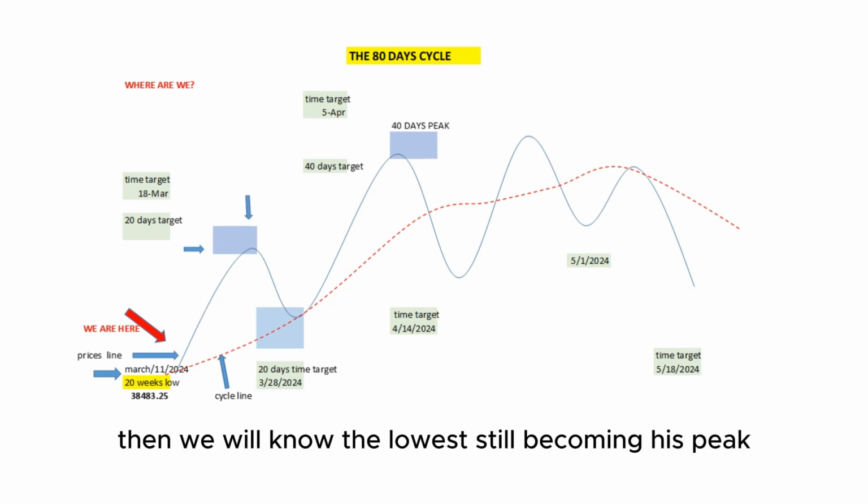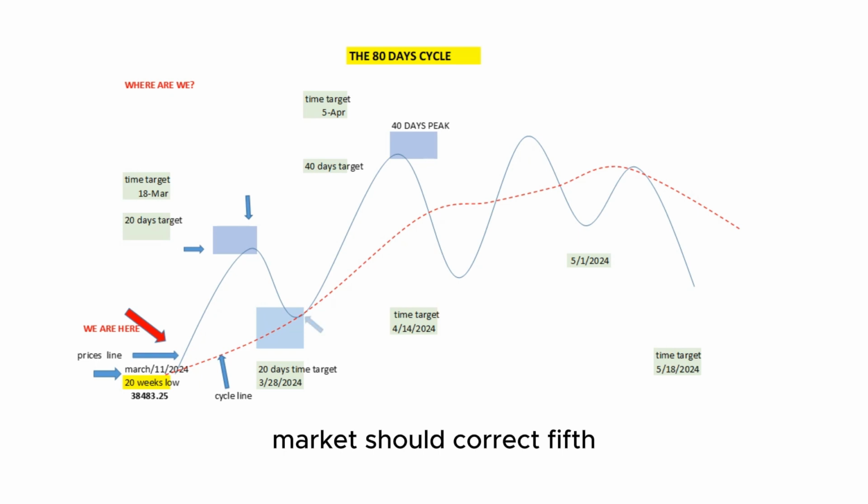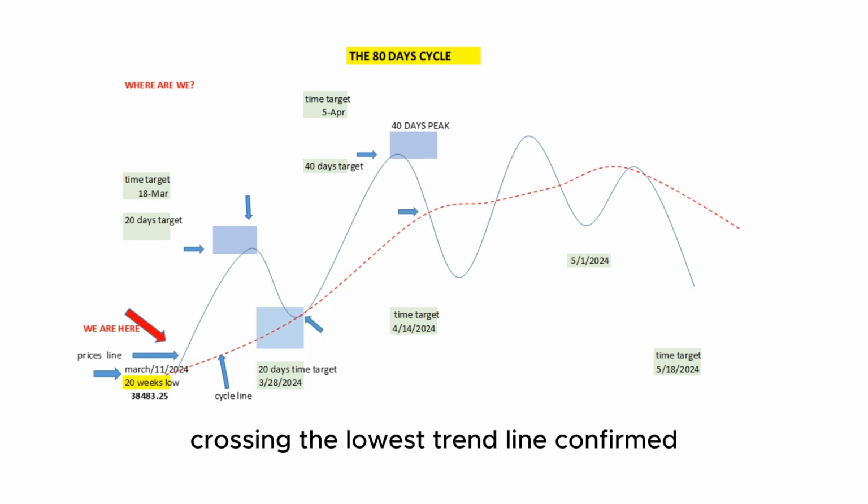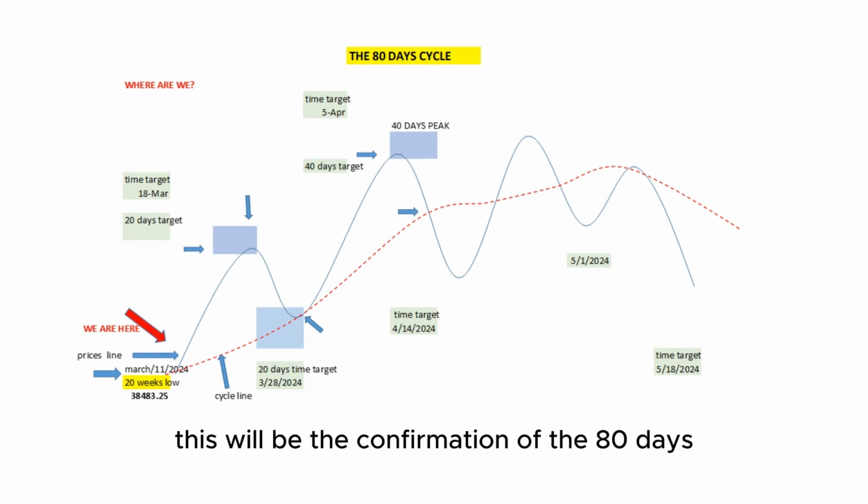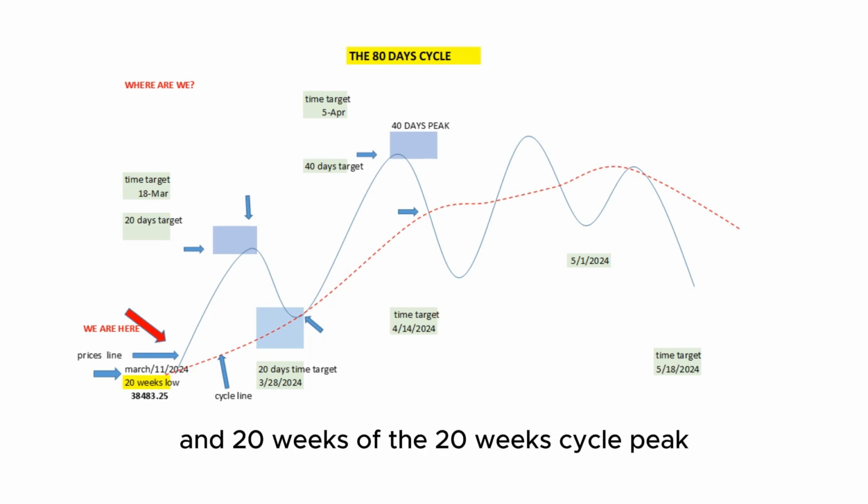After forming its peak, the market should correct and find support. The Dow Jones Industrial Average crossed below its trend line, confirming the 39,282.28 higher than the target triggered by the previous crossing, confirming also the 80-day low is ahead of us. Around the first week of April, crossing below its trend line confirmed. This will be the confirmation of the 80-day and 20-week cycle, the 20-week cycle peak.